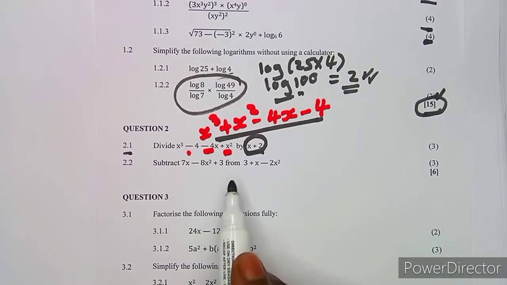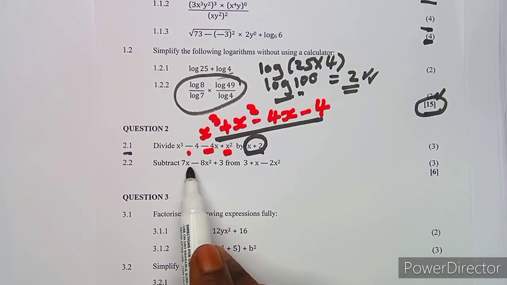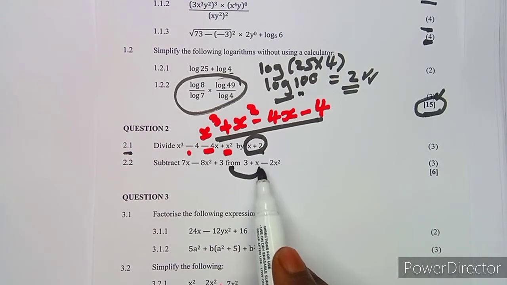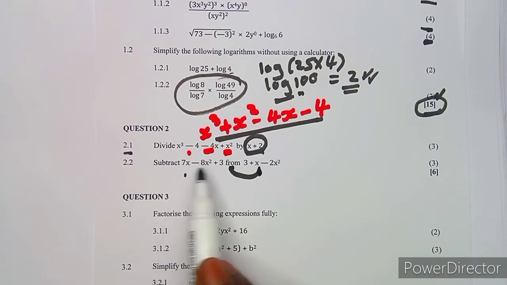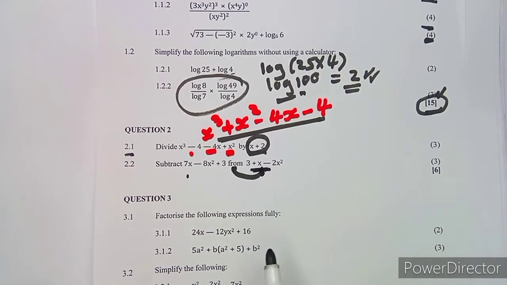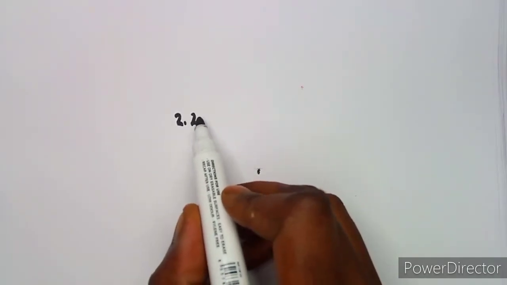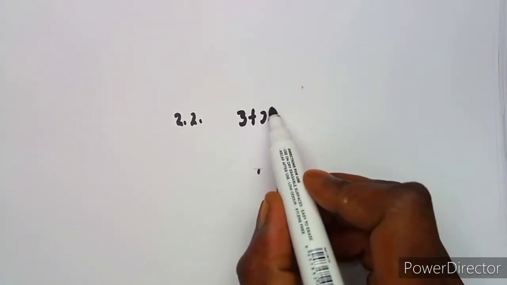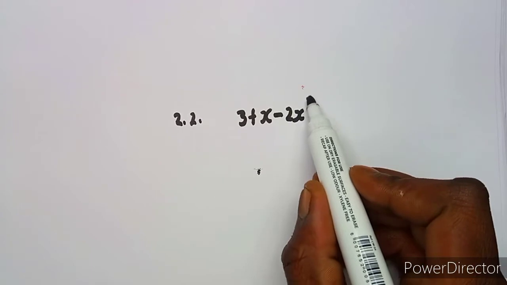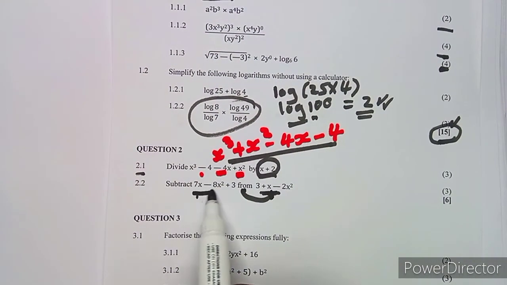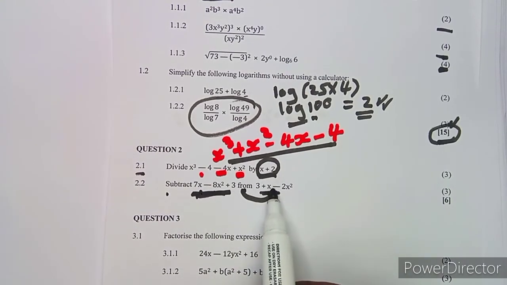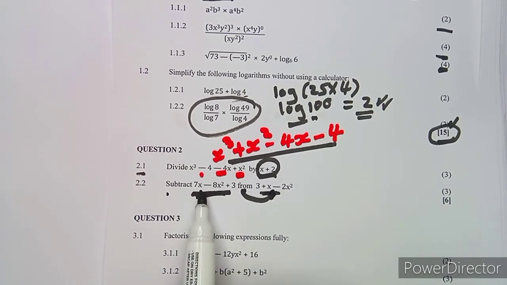And the other part is to subtract. Always, I told you guys, this is what is important when they say subtract this from this. "From" is where you are starting at, so this is the one that is going to subtract this. So from this, we start with 2.2. So it's from what? From this, which is 3 plus x minus 2x squared. That is where we are going to subtract this whole part. It's subtract this part from. So "from" is the one that is subtracted from.